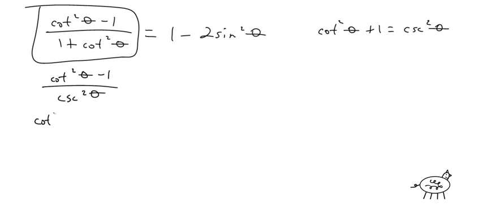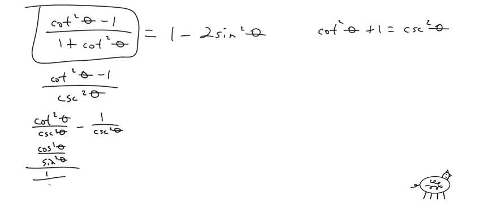Let's write it out. So I have cotangent squared of theta over cosecant squared of theta minus 1 over cosecant squared of theta. And I can write it in terms of sines and cosines. So cosine squared of theta over sine squared of theta over 1 over sine squared of theta minus, and then how do you deal with this one? This is 1 over cosecant squared of theta. This is the same thing as sine squared of theta. Right? So let's keep going. I got to simplify this.